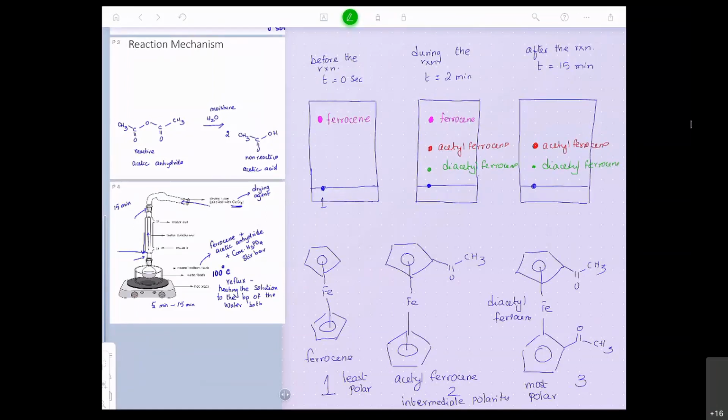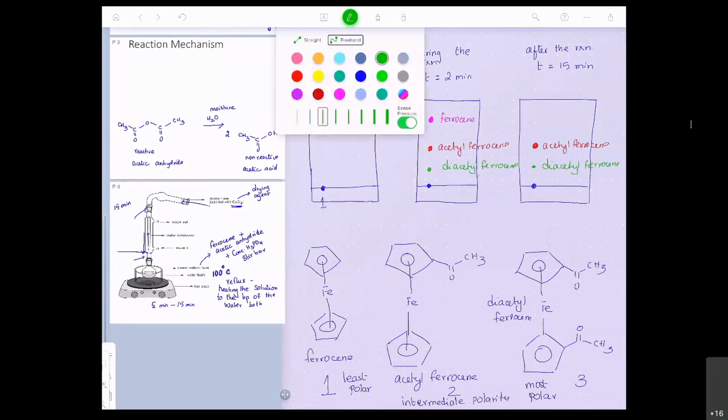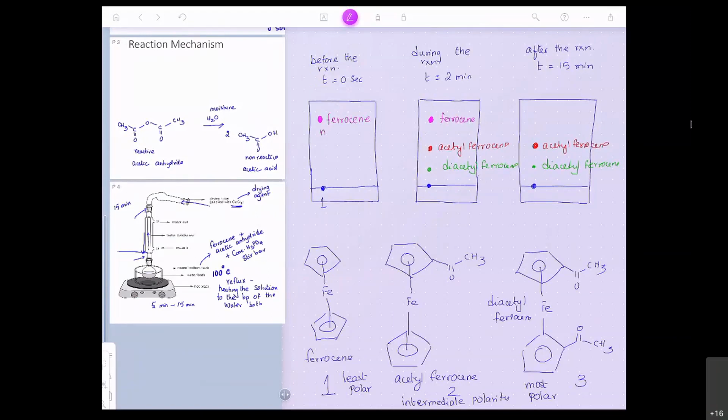So this is how your TLC plates would look. Ferrocene is going to be non-polar. That's the least polar, so it goes way up. Your acetylferrocene is polar, and I'm going to say diacetylferrocene is very polar, so it binds to that silica gel plate very tightly, will not move up.